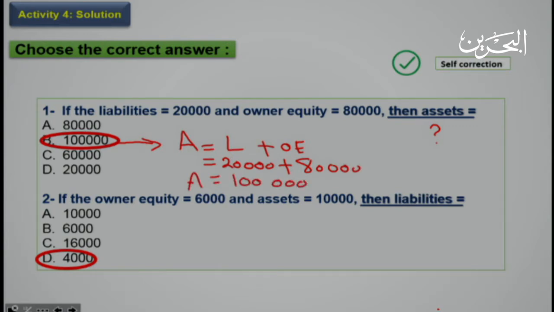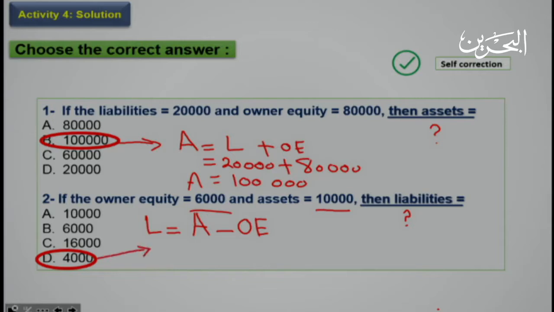Next, if the owner equity is 6,000 and the assets is 10,000, what about the liability? If I want to get the liability, how can I apply this equation? It will be assets minus the owner equity. My answer is 4,000.